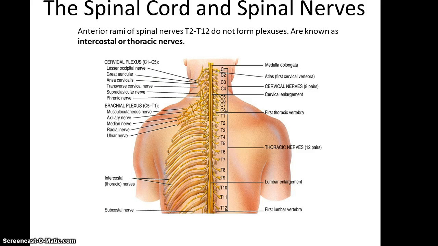Now, the anterior rami of the spinal nerves T2 through T12, so most of them, do not form plexuses. These are known as intercostal or thoracic nerves, so they just go right to where they're going. But you know what, since they're innervating basically just the abdominal wall, it's not too surprising that they don't have to form a complex structure.